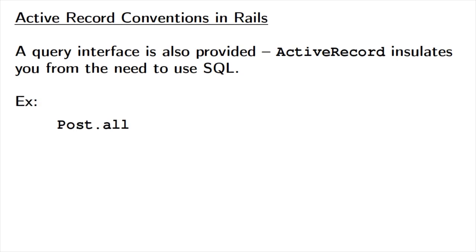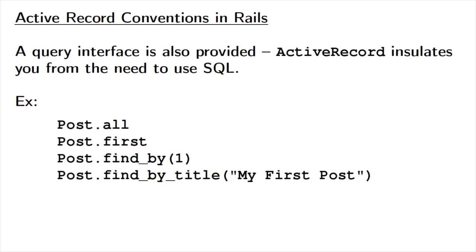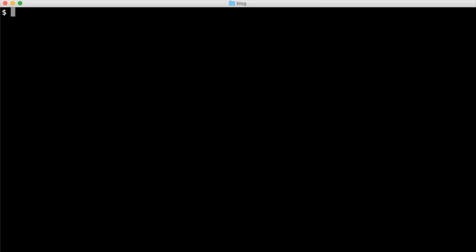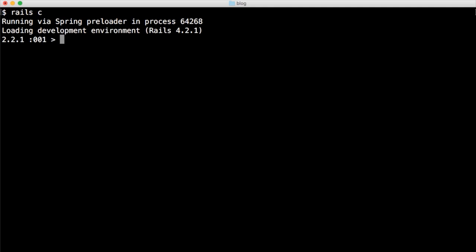Here are a few examples. I'm going to show you how to do this in just a moment, but if I'd like to look at all the posts, I just type post.all and it'll give them to me. The first post, you can find a post by an ID, or you can look based on attributes. In this case, I'm looking for a post with a particular title. Let me show you how to do this. I'm in a command line window at the root of my Rails app, and if I type rails console or rails c, then I'm at the IRB with my Rails development environment loaded.